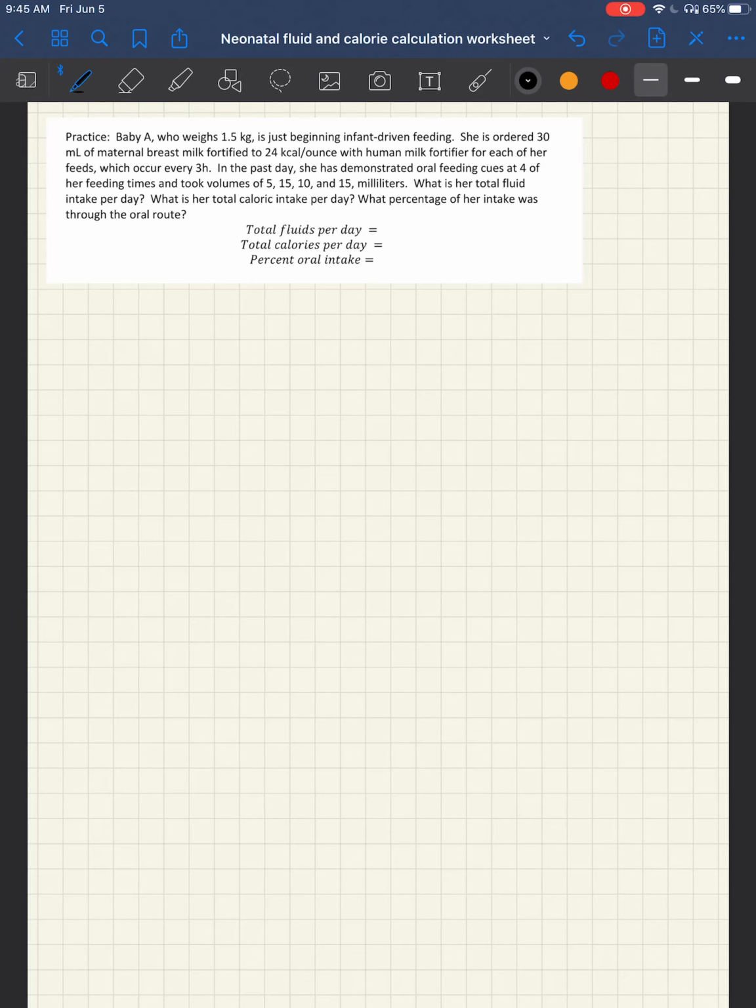So here, for total fluids per day, she's ordered 30 milliliters at each feed. There are 8 feeds in the day. She gets a total of 240 milliliters of fluid, but we have to divide by the weight, 1.5 kilograms. This gives total fluid intake that we guarantee of 160 milliliters per kilogram per day.